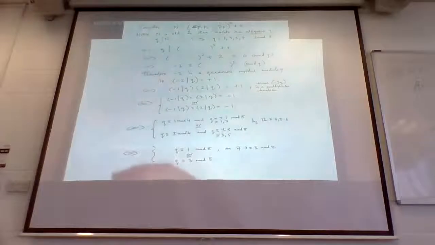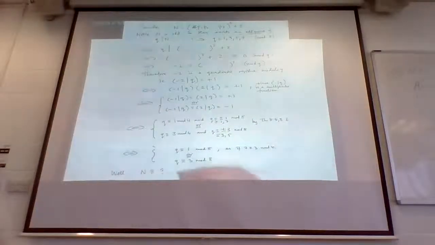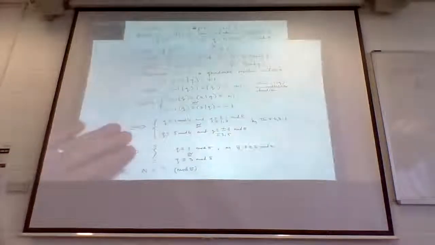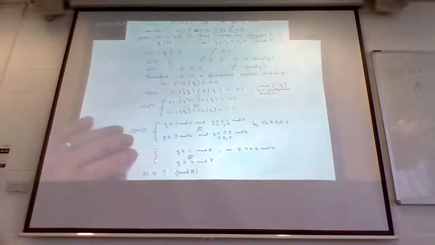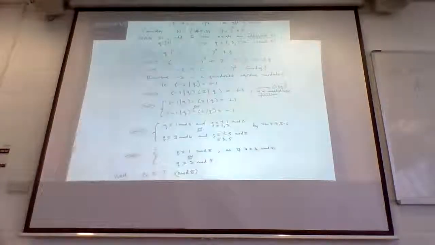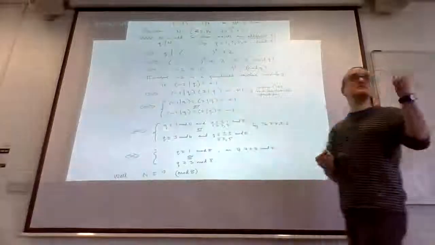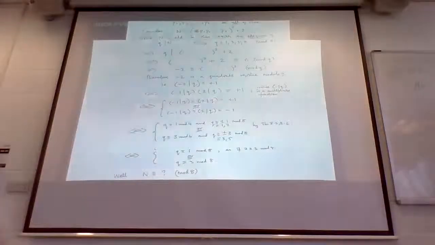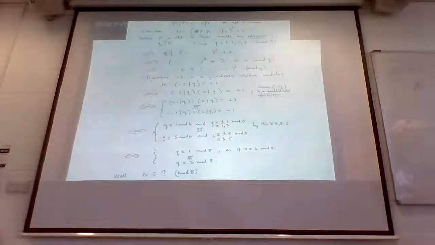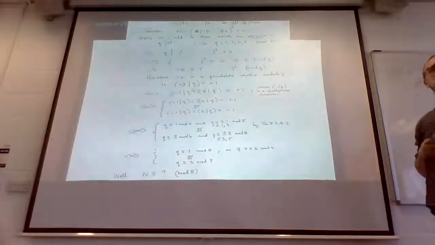Well, n is congruent to what modulo 8? Can we decide what n is modulo 8? Well, we know what the p's are congruent to. Each of the p's is congruent to 3 mod 8. So what happens when you multiply a load of them together and square? Yeah, one mod 8.